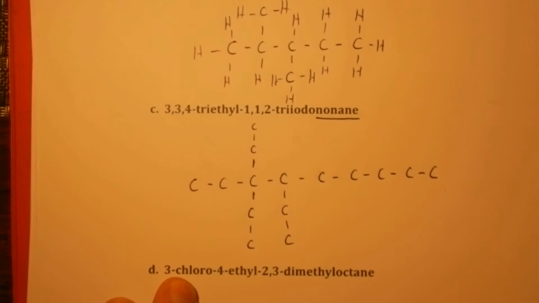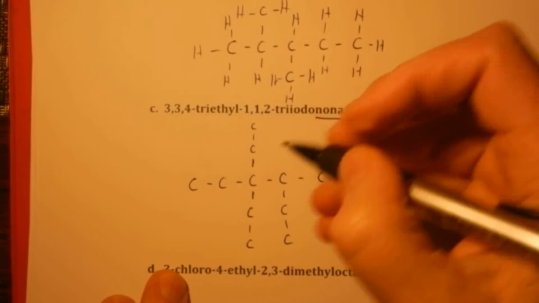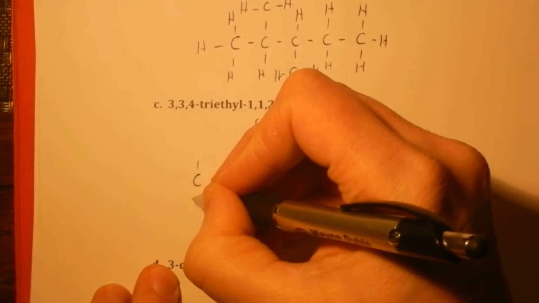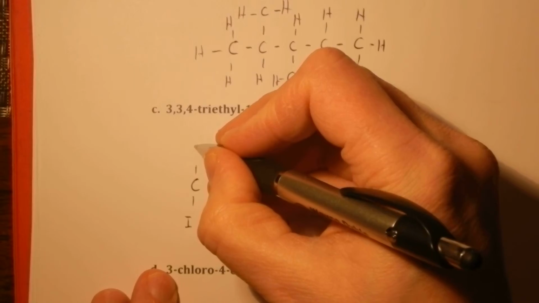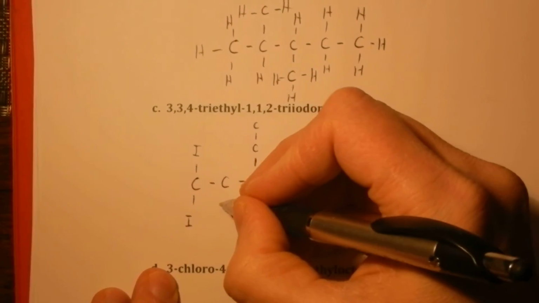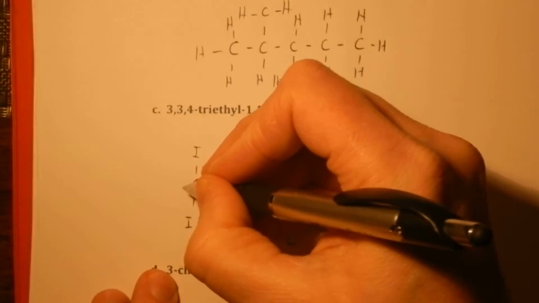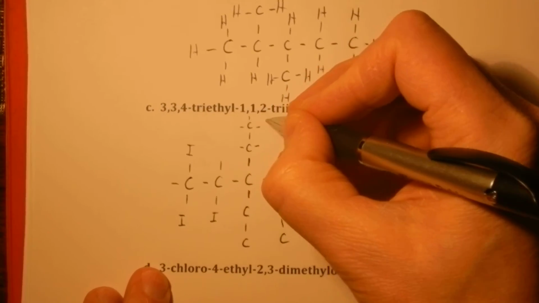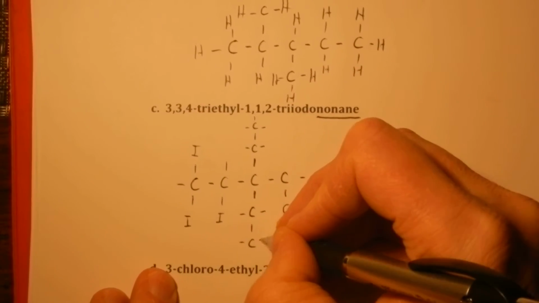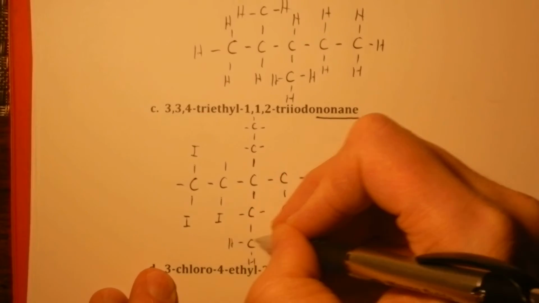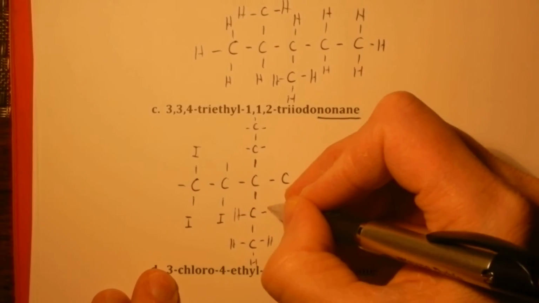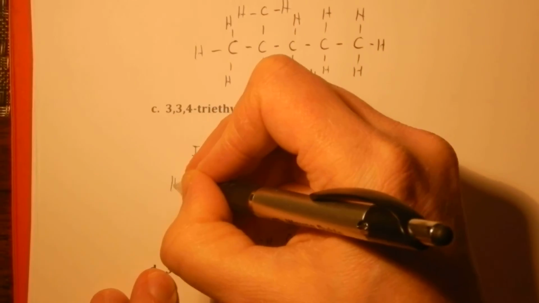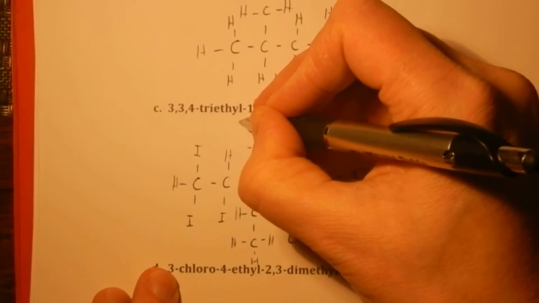Ethyl means 2 carbons. And then on the 1st carbon, I have a couple of iodines, and on the 2nd carbon, I have iodines. And then I have to go crazy filling in all my hydrogens, and I didn't leave a lot of room for that. So we just start putting in the hydrogens here. Squeeze them in there.